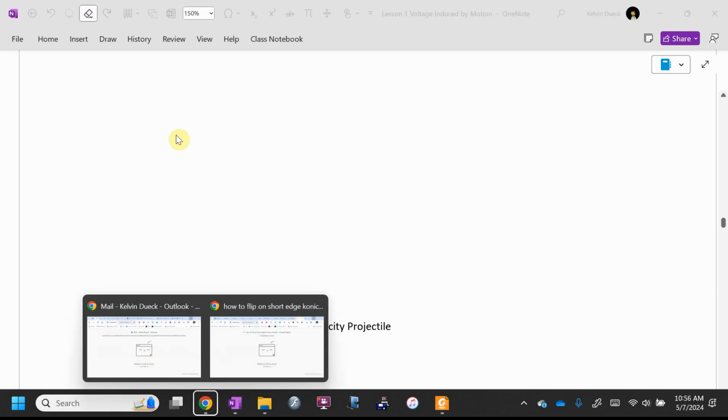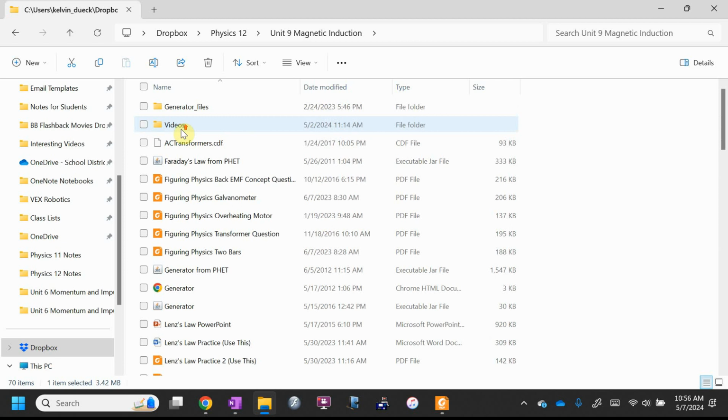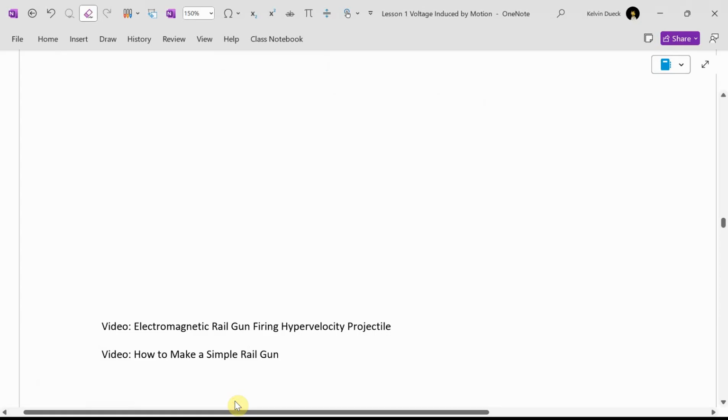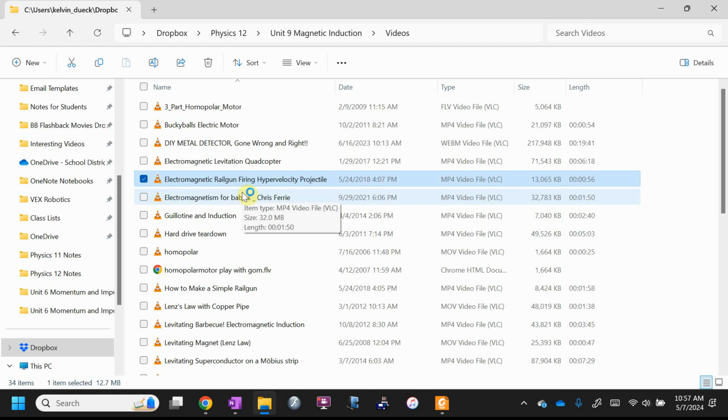Put your pencil down, look up. What do I want, Mr. Dueck? Electromagnetic railgun. Come on, computer, you got this.